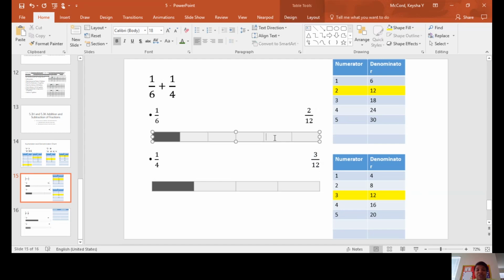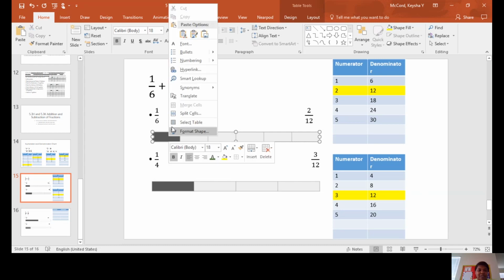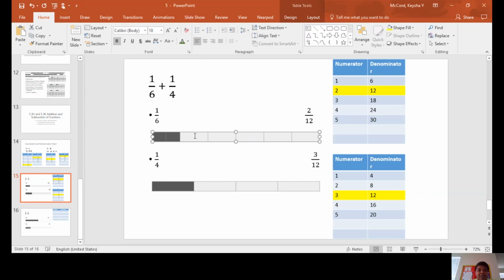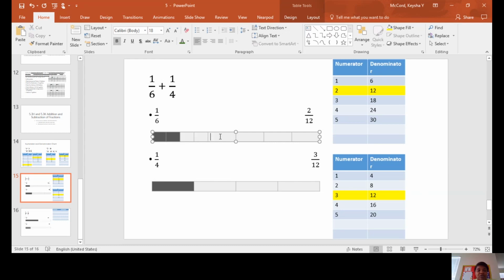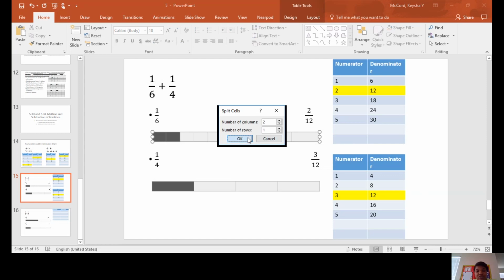Now, if you're using the pictures and you figured out that 6 and 4 have 12 in common, you're going to need to split all of this up into 12 pieces. So you have to think, how can I get 6 into 12 equal pieces? Well, I know if I double 6, that's going to give me 12. So that means I probably need to cut each piece into 2 pieces. So when I'm done, I should have 12 pieces in total. And we'll count and check and make sure.